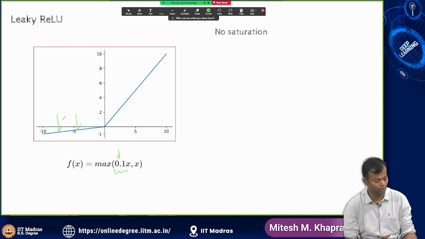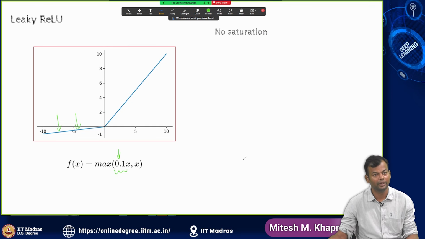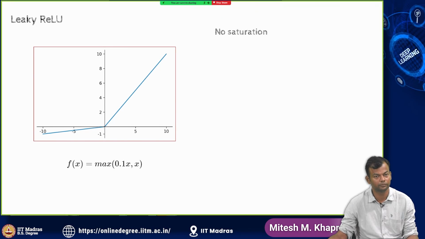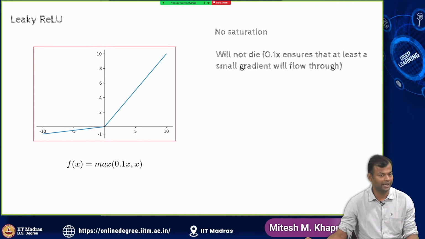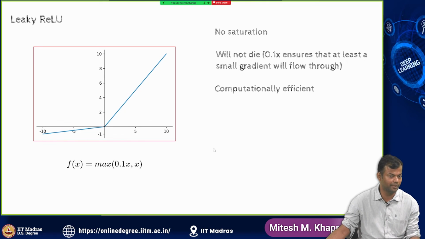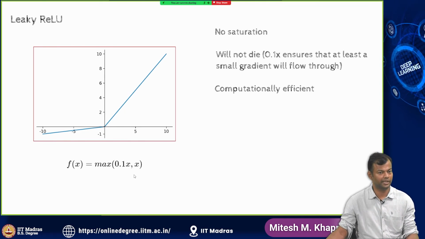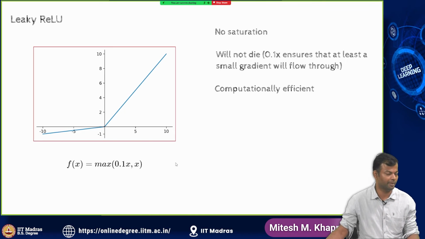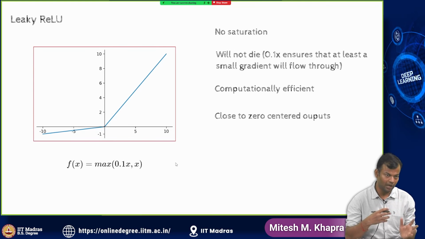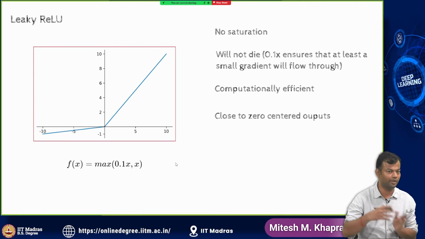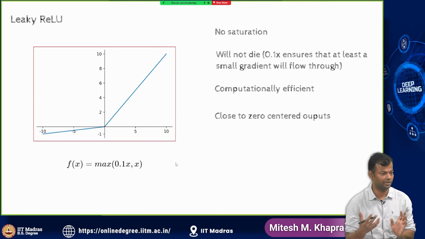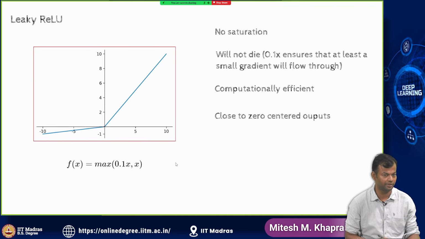So it takes care of neurons not saturating, and it will not die because it will ensure that some gradient always flows through, and it remains computationally efficient, right? Just making it 0.1x does not make it any more expensive than the Relu function, right? Maybe slightly more expensive. And also it gives you close to 0 centered outputs, because now you have outputs which are negative also, and you have outputs which are positive also. So this problem of gradients only being in one direction is also taken care of, right? So multiple advantages of leaky Relu.